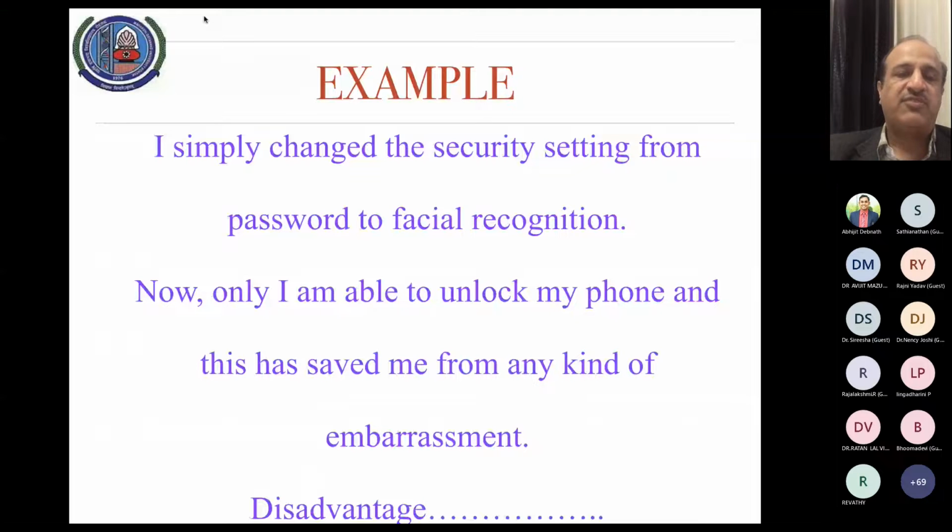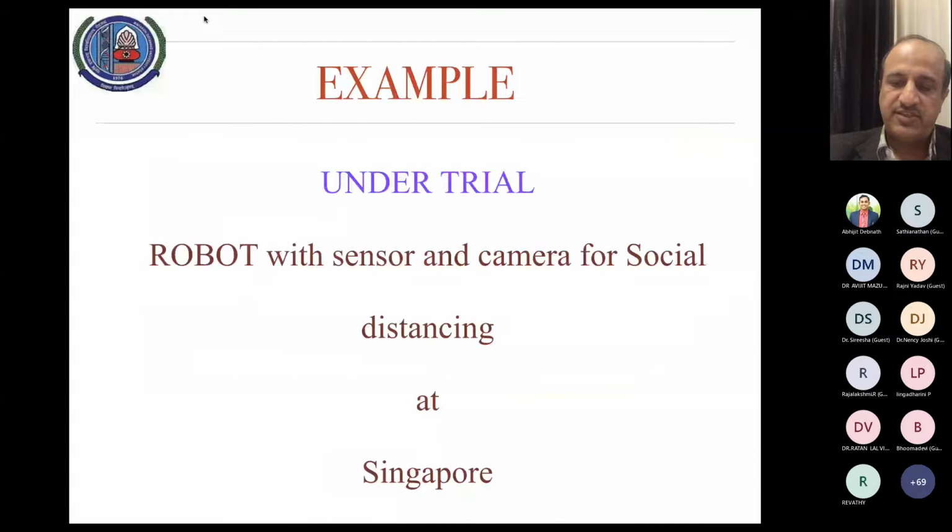In the same way, you can use facial recognition as your password. Only you will be able to unlock your phone, and no one else can use it. One trial was made with a robot having sensors and cameras for social distancing during the COVID time in Singapore.